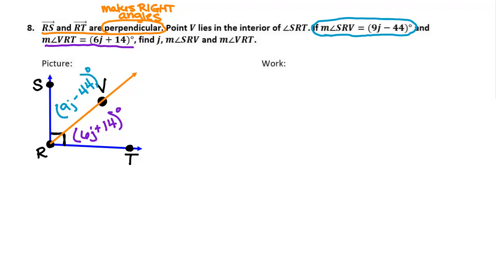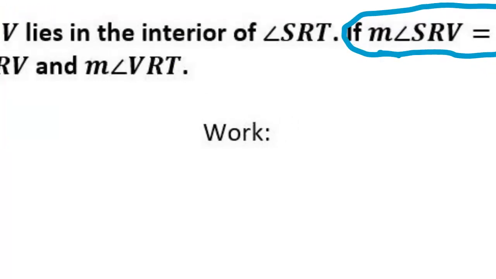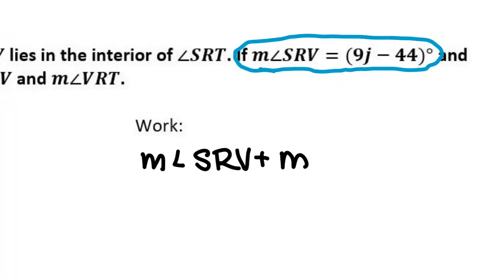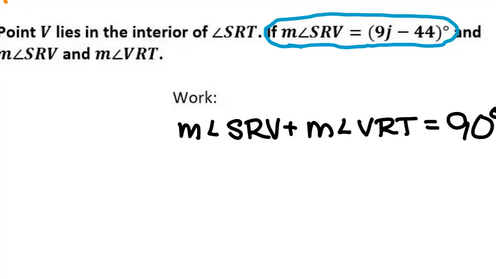We know that those two angles together make what type of angle? Starts with an R. Makes a right angle. And a right angle is how many degrees? 90 degrees, yes. So we have the measure of angle SRV plus the measure of angle VRT equals 90 degrees. SRV we can replace with 9J minus 44.